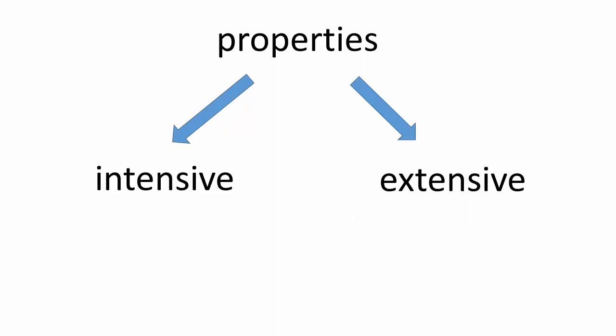Properties can also be either extensive or intensive. If the property does not depend on the amount of substance you have, then it is intensive. Examples of intensive properties are density, melting point, boiling point, and color.